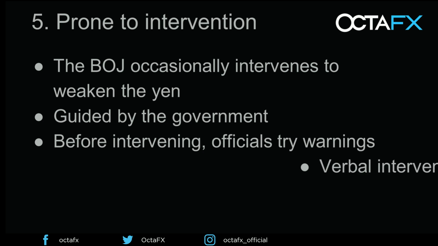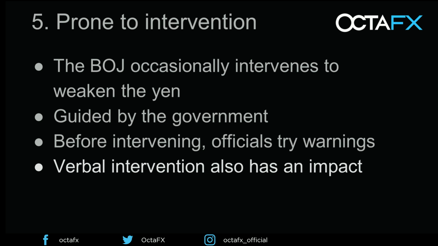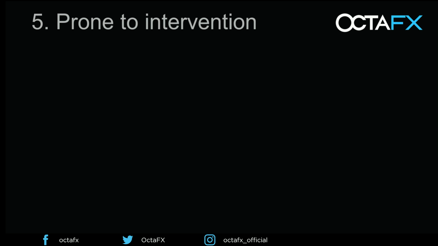Okay, but these are code words that they use to try to say, oh, we are watching, we don't like it, we might intervene. And also this kind of verbal intervention, these comments by various advisors to the Prime Minister, Ministry of Finance, you'll see the headlines. They also have an impact, even though the Bank of Japan didn't sell 1 yen.